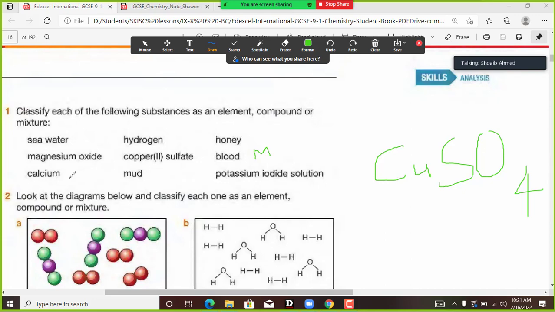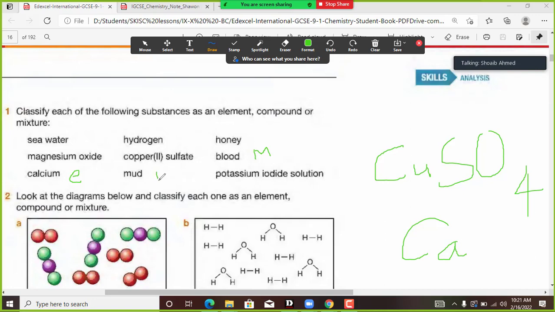Then calcium. Is it a compound? No, calcium is just Ca, only one type of atom. So it's an element. Yes, element, sir. Then mud. There are a lot of different atoms in mud. What is mud? Mud is a mixture.